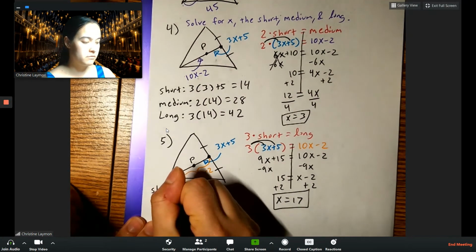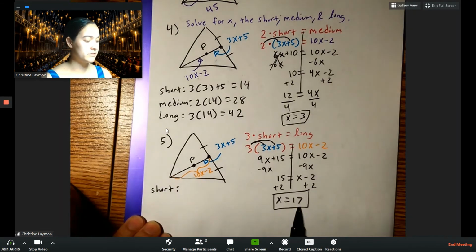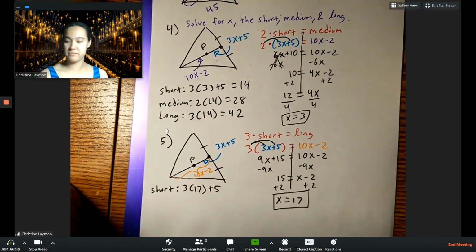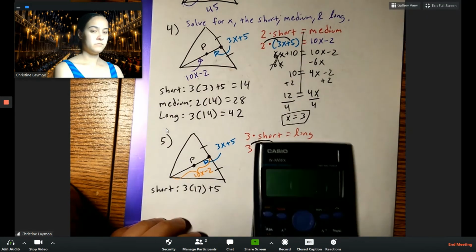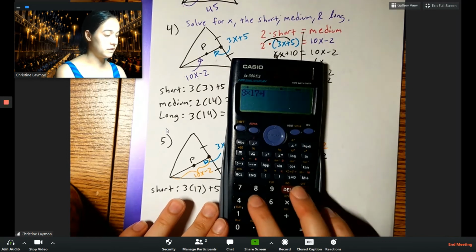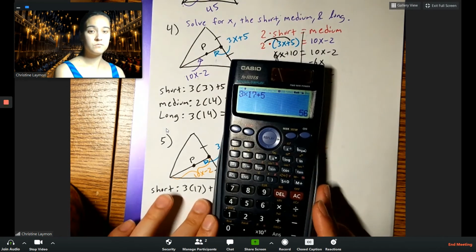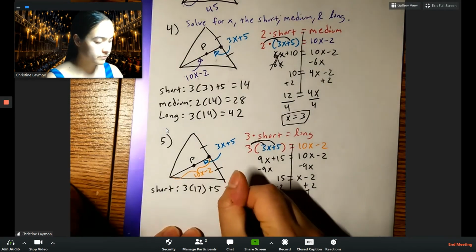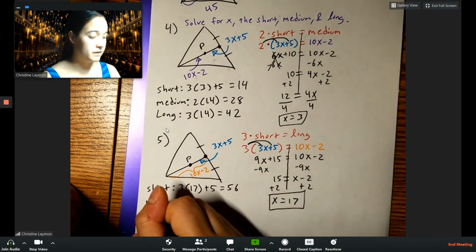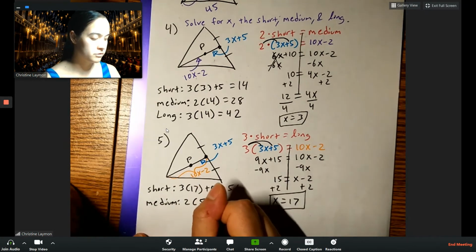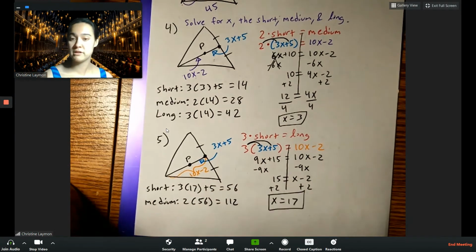So coming over to here, let's find the short. Plug 17 on in. So 3 times 17 plus 5. And I'm going to go ahead and grab a calculator for that. I have 3 times 17 plus 5, and I get out 56. So my short is 56. Let's go ahead and fill that on in here. My medium, again, that's just going to be 2 times the short. So 2 times 56, that's 112.